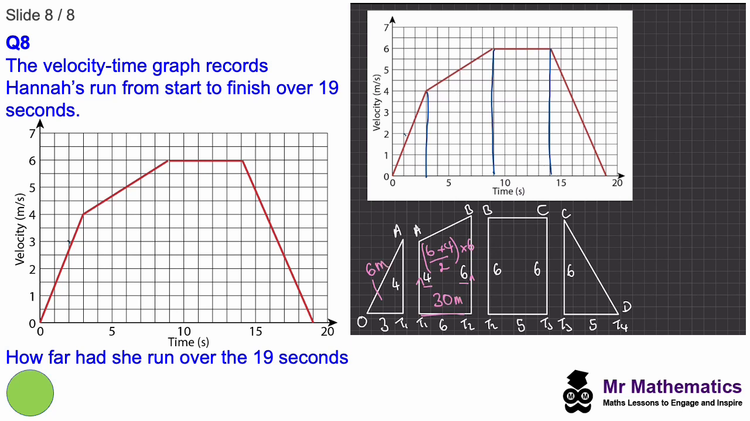The rectangle is 6 by 5. This is also 30 meters. And the triangle is 6 times 5 divided by 2. So this is 15 meters. So the total area, or the total distance covered, is the sum of these areas. So we have 6 meters plus 30 plus another 30 plus a 15. So in total, she has covered 81 meters.